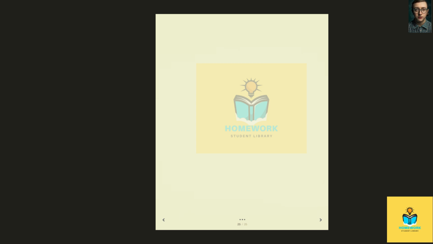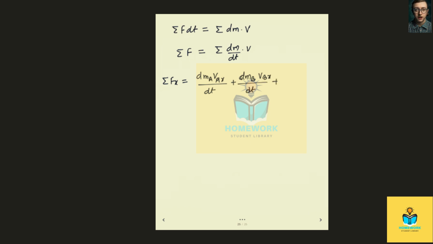So using the following equation of steady flow, we can write summation of F dt equals summation of dm multiplied by velocity V. So from here we can write summation F equals summation of dm by dt multiplied by V. So in the x direction we can write summation Fx equals dma Vax divided by dt plus dmb Vbx divided by dt plus dmc Vcx divided by dt.